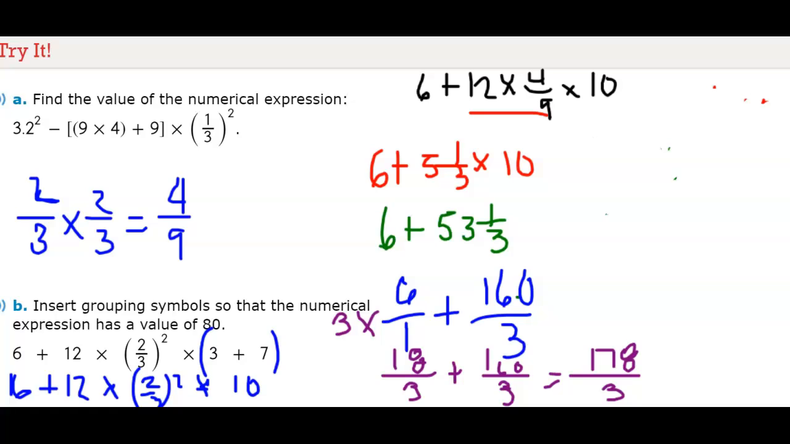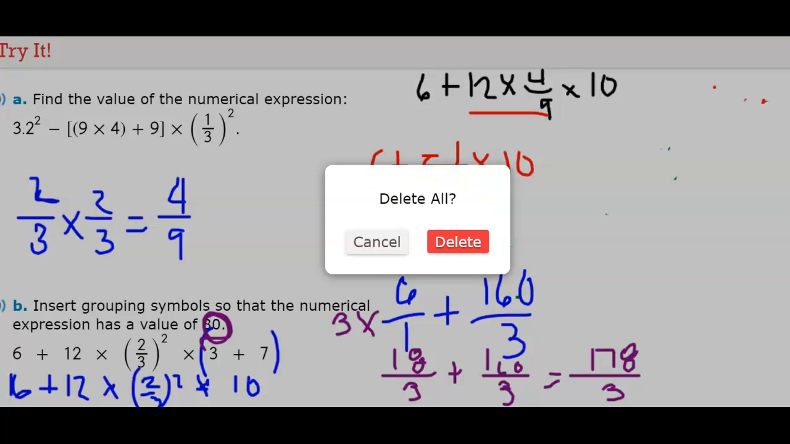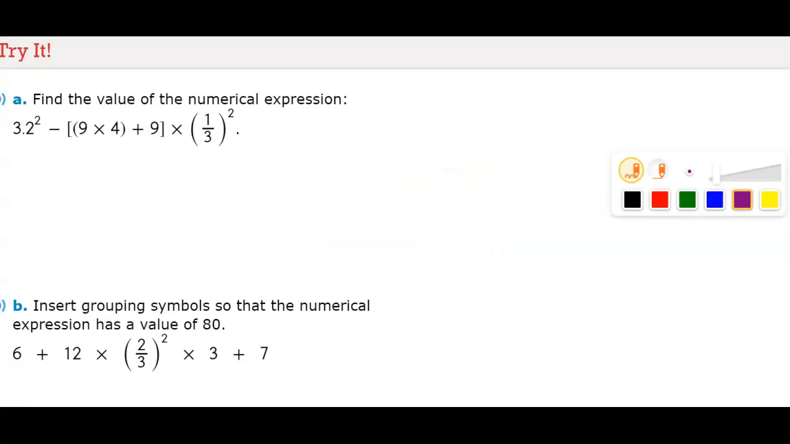We do have to simplify that. And if we were to divide that, it would not be equal. It would actually get to another mixed number, which we know does not bring us back to 80. So that grouping did not work. So we have to start all over. So now let's try another grouping.